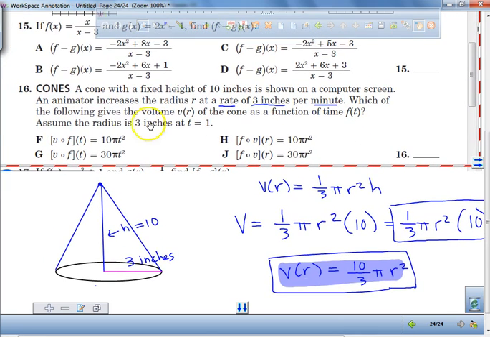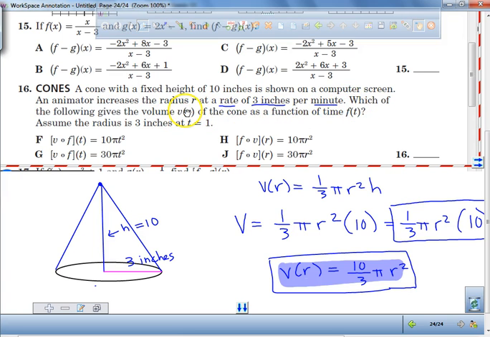All right, here we go. Here we have a cone that has a fixed height of 10 inches. So there's 10 inches right there. It's shown on a computer screen. An animator increases the radius, r, at a rate of 3 inches per minute. Which of the following gives the volume, V of r, of the cone as a function of time?